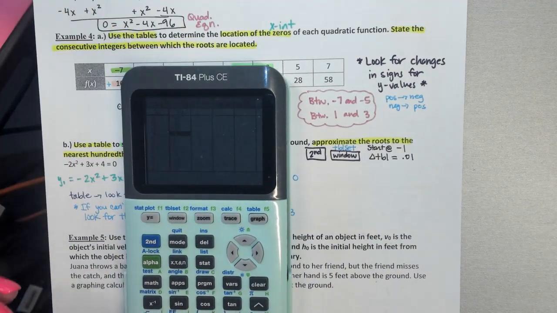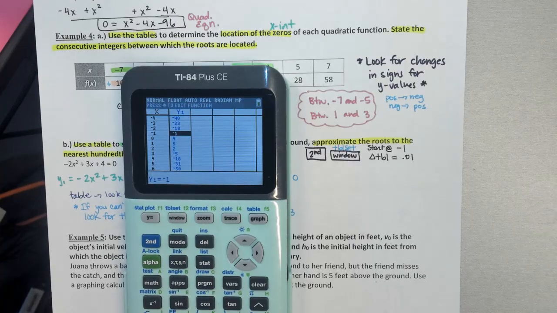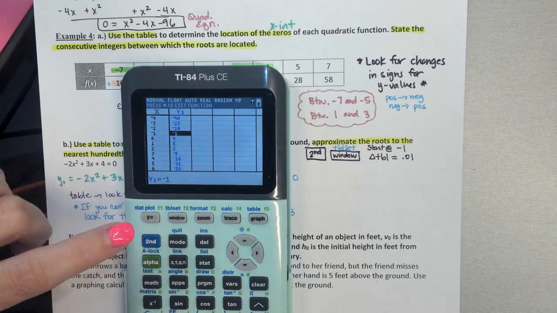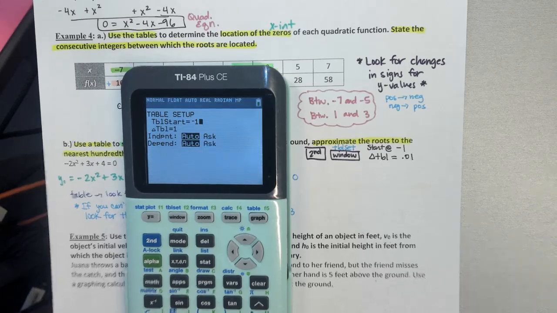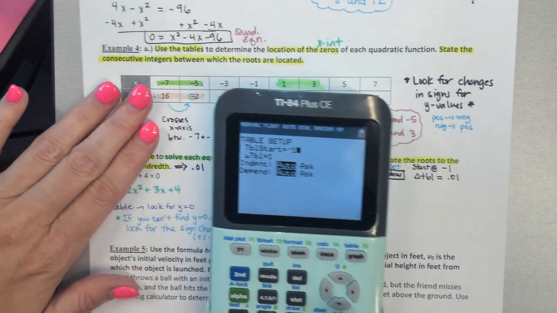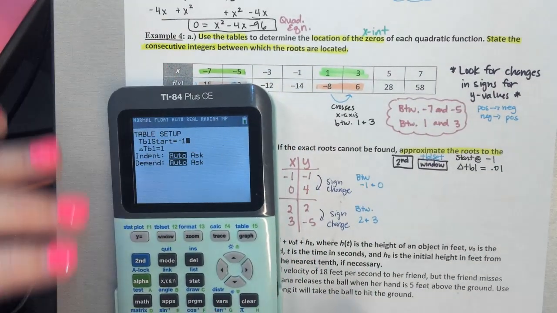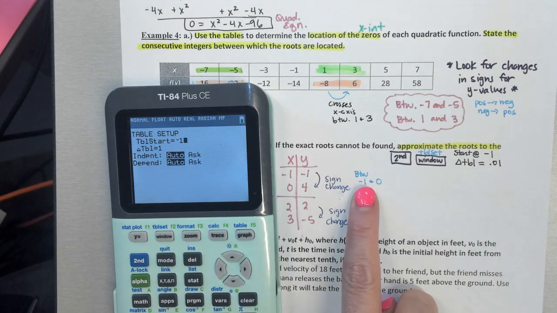Okay, you guys are doing great. I know this is different and a lot, so I want you to make sure you have that written down. And then you can actually press those keys. So second window, okay, and then the first one is your table start. So we're going to change that to -1. Do you guys know why I made it -1? Yeah, because that's what it's between.